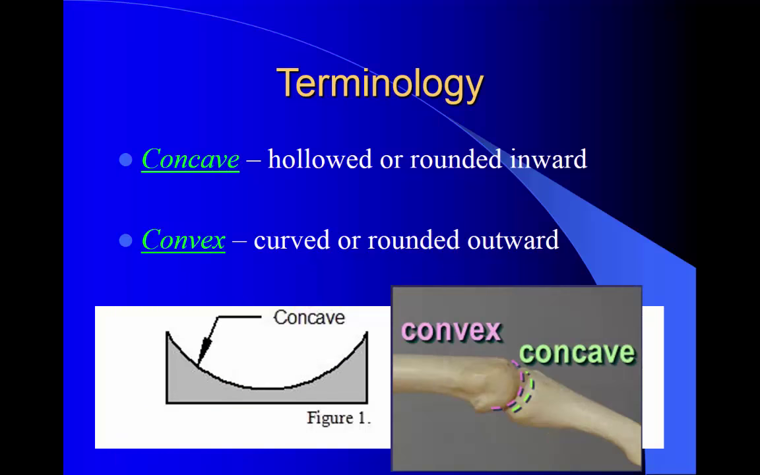Another example would be the proximal interphalangeal joint of the finger. In this example, the middle phalange is the concave structure and the proximal phalange is the convex structure. This is an example of a concave structure that moves on a stable convex structure.